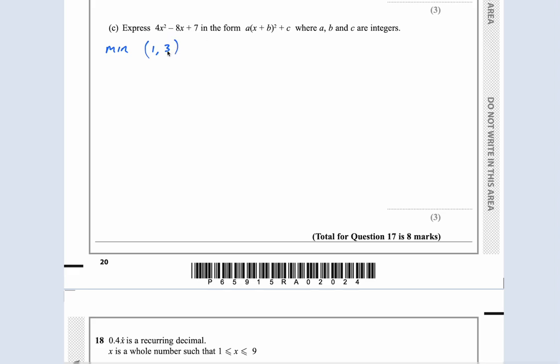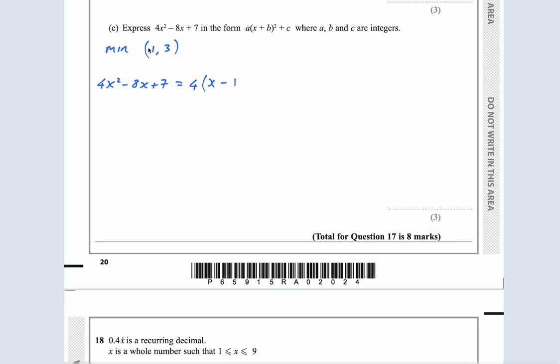Now when I know the minimum is 1, 3, I can write this thing here, this 4x squared minus 8x plus 7, as my a is always the same as this a, so a is 4, so it's 4 times x minus 1, it's always minus whatever this is, minus 1.